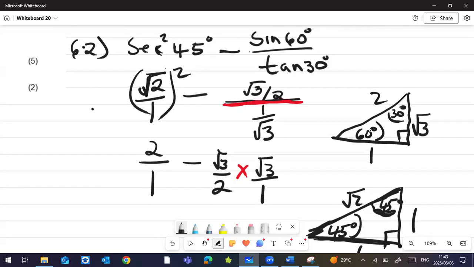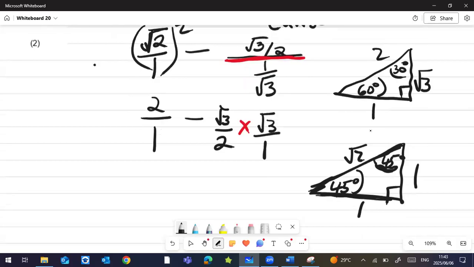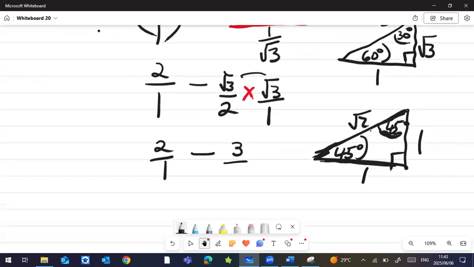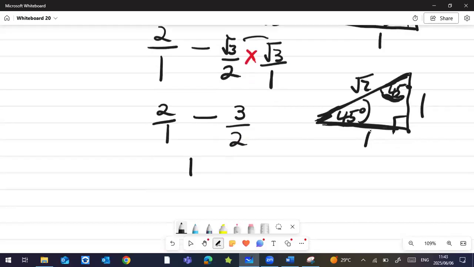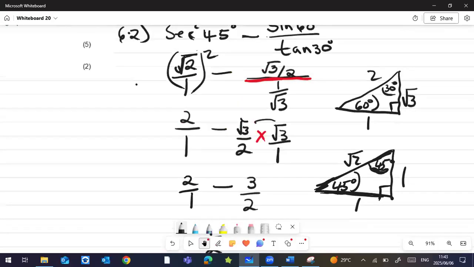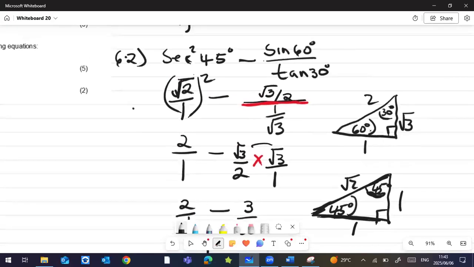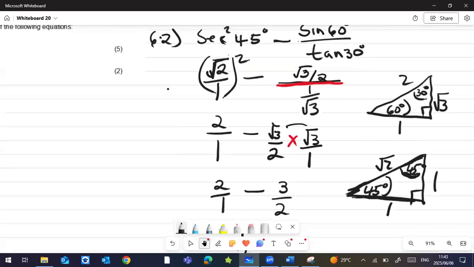Now, moving step by step with this, what will we get there? We have 2 over 1. What is square root 3 times square root 3? Square root 3 times square root 3 will give me 3. And then 2 times 1 will give me 2. Now, 2 over 1 minus 3 over 2, it's just like 2 minus 1.5. If you subtract 1.5 from 2, you'll be left with half. So the answer will then be half for secant squared of 45 minus sine 60 over tan 30. We will end up getting half as our final answer.